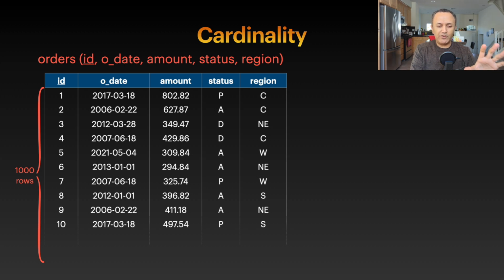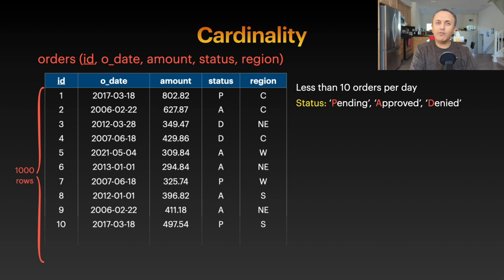There's a bunch of other things that we know about this table. For example, we know that there are usually less than 10 orders per day, so this is the orders table. We also know that status can only take one of 3 values, either P for pending, A for approved, or D for denied. Region can also only take one of 4 values: central, northeast, west, or south. So these are the values in the status and the region columns. Given that information, can we see what the cardinality here means?